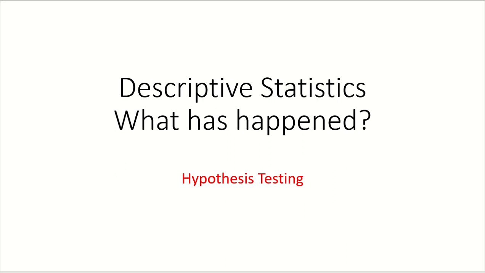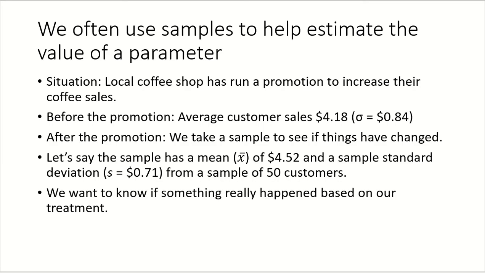Hypothesis testing is the most formal way that we can go back and look at whether something happened or not. So the example that we've been continuing to talk about has been our coffee shop, where it used to be an average sales of $4.18 with a standard deviation of 84 cents. We changed something with the promotion. We've gone back, we've sampled 50 customers. The new sample says that we've gone from the old average of $4.18 up to an average of $4.52 per customer being spent with a standard deviation of 71.